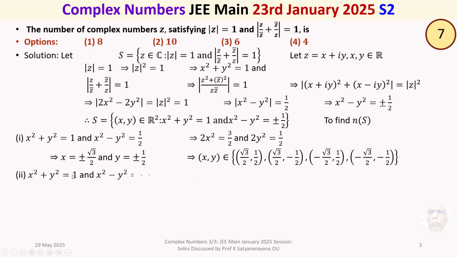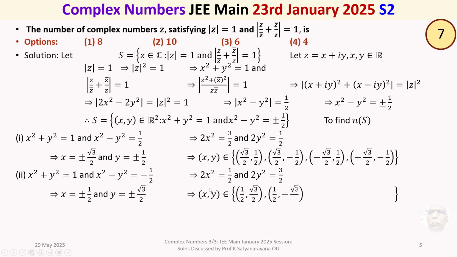X square plus y square is equal to 1. X square minus y square is equal to minus 1 by 2. And solving, we get 2x square is equal to 1 by 2. And 2y square is equal to 3 by 2. And then x will be plus or minus 1 by 2. And y will be plus or minus root 3 by 2.